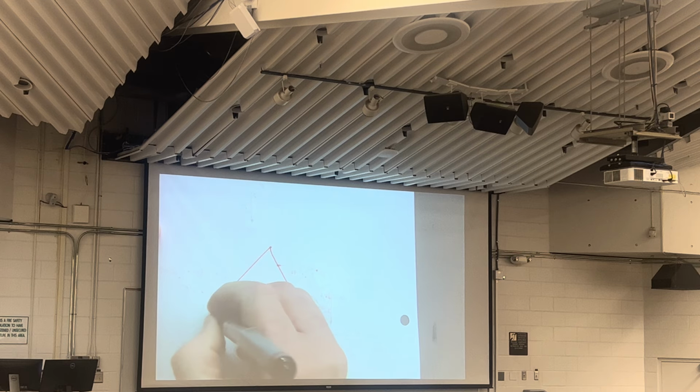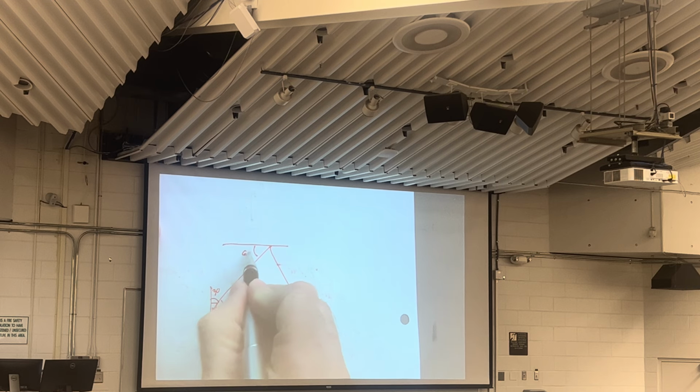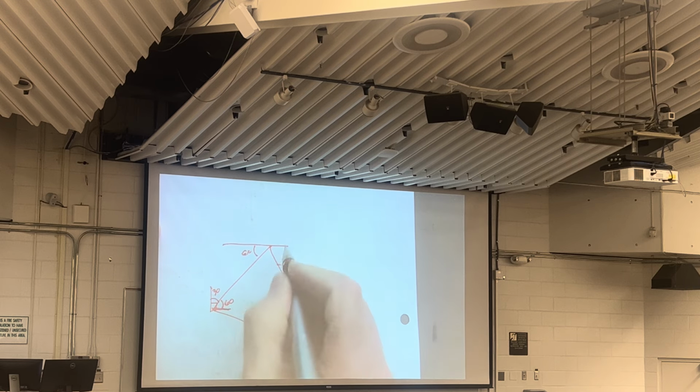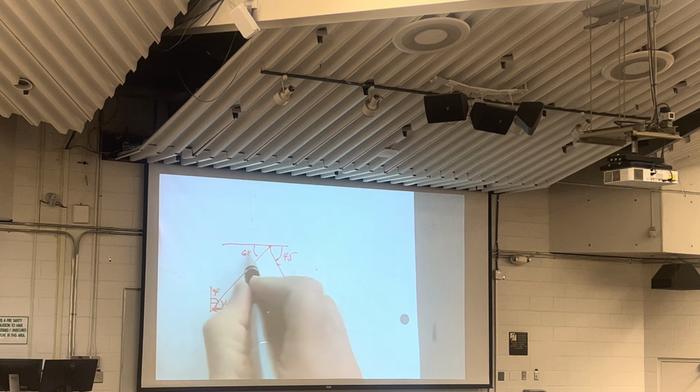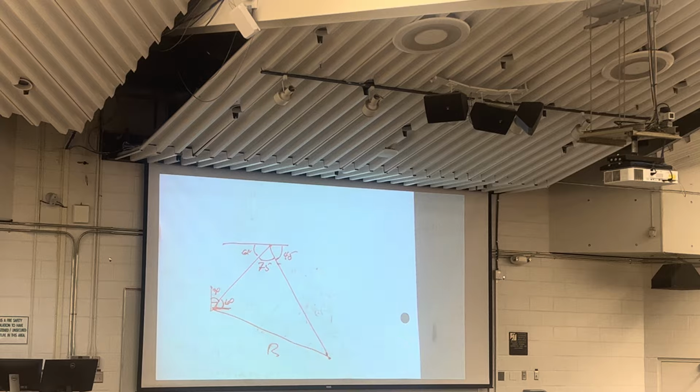There's the resultant, I know that's 30. If I draw a horizontal line, that's 60, because that's going to be 90, agreed? Which means that's 60 by alternate interior angles. This was 45, 180 minus 45 plus 60 is 75, agreed?